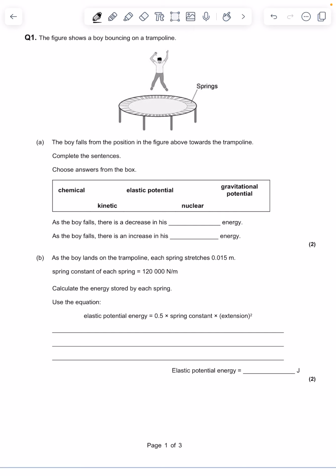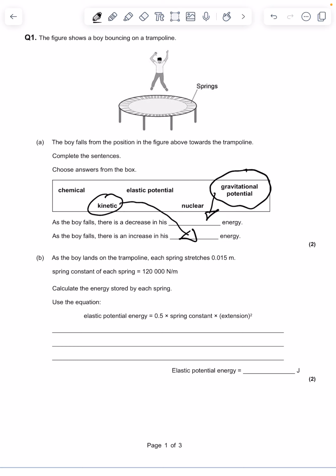energy. So he's falling, which means he was high up. So there's a decrease in his gravitational potential energy. And as the boy falls, then there will be an increase in his kinetic energy because he is moving.